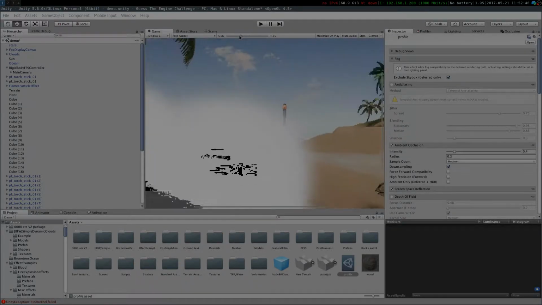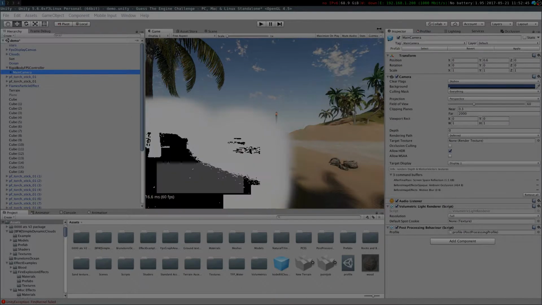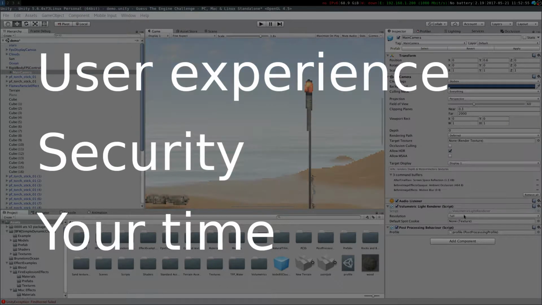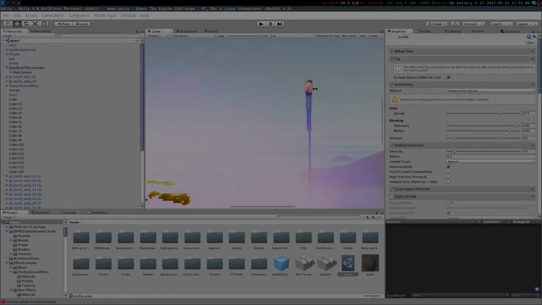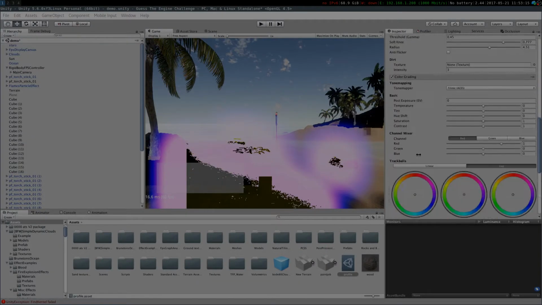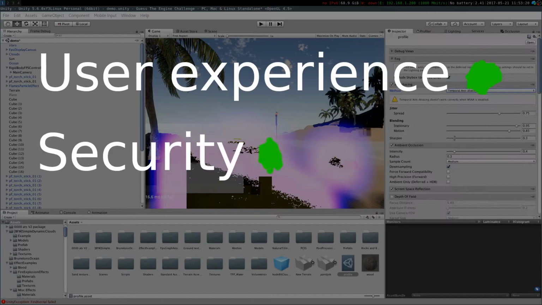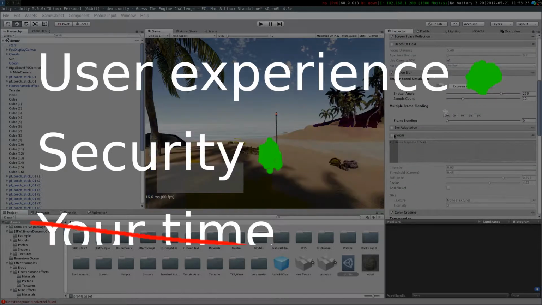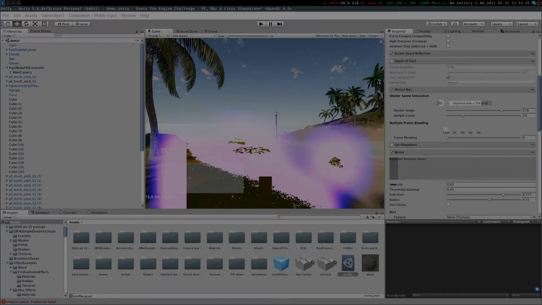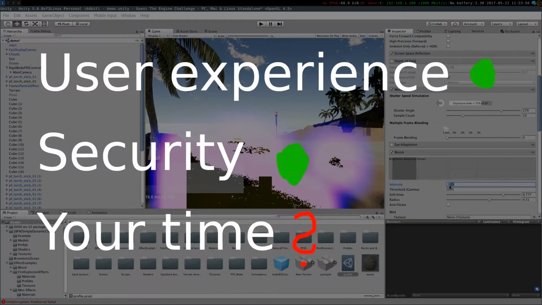There are three important things involving multiplayer game development. They are user experience, security, and your time. Trying to make one without any previous knowledge, you will definitely trade at least one away for the others. If you want a game with good experience and security, you will have to trade your time. What I can help you with is saving as much time as possible by getting you on the right track. So we will be focusing on getting good experience and security.